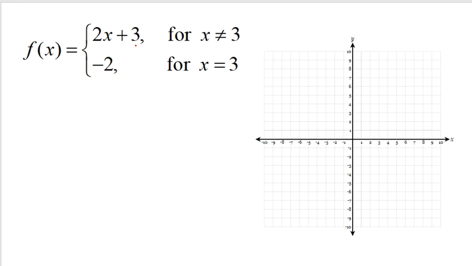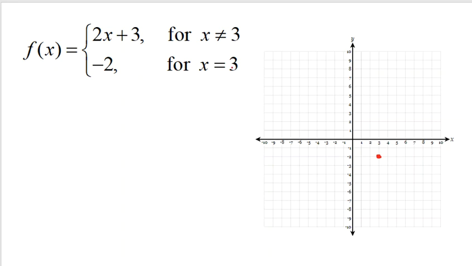So the first piece is 2x plus 3, and this is actually cool. This is something we haven't seen so far. We use 2x plus 3, which is just a line, anytime x is not equal to 3. So as long as x does not equal 3, we use this first piece. So that's going to be pretty easy to graph. If x is 3, we're going to use -2. So if x is 3, I'm simply -2. There's not even an x to plug in for. I'm just -2. So that tells me that when x equals 3, there is a point at -2. So I'm actually going to go ahead and fill that point in right now. There is definitely a point at 3, -2.